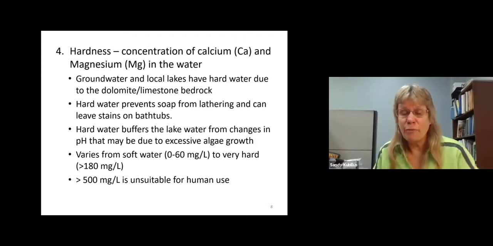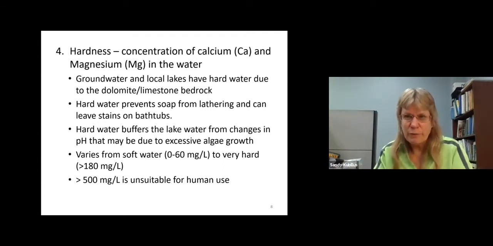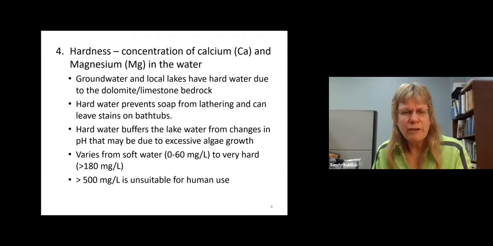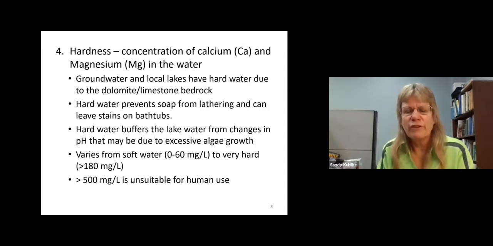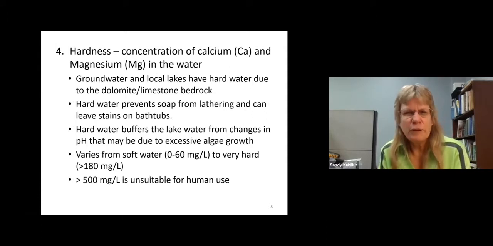And you get these from the groundwater that we have. When it goes through the rocks, it will pick up some of these minerals. And hard water is a concern mostly if you have well water and you'll get staining of your sinks and toilets. You won't be able to lather too well with soap. So it's kind of an inconvenience. We can still drink it. There's a drinking water standard of 500 milligrams per liter.